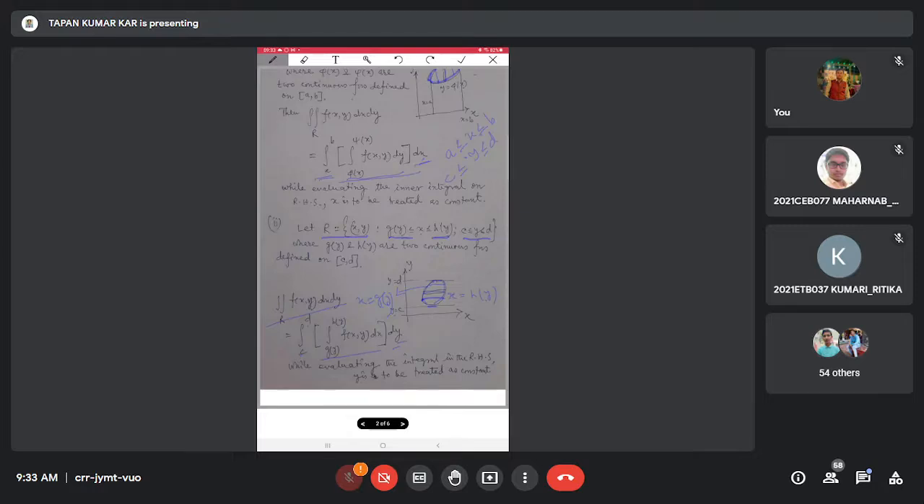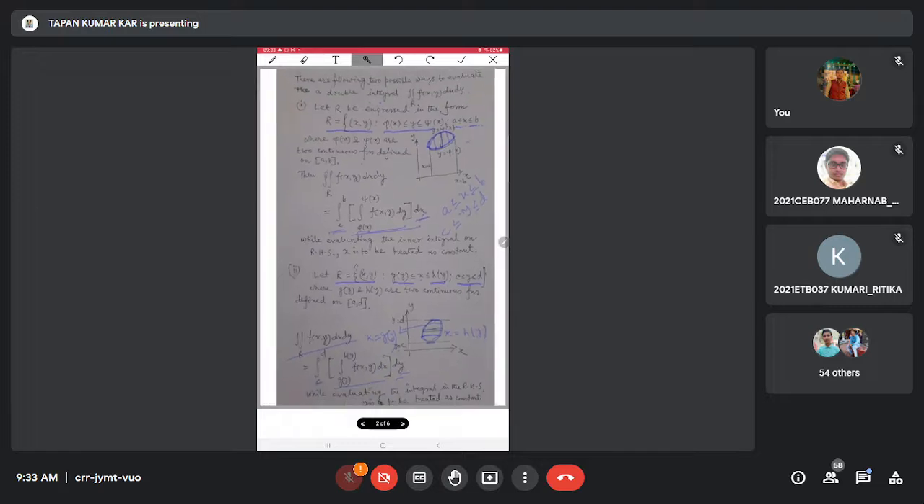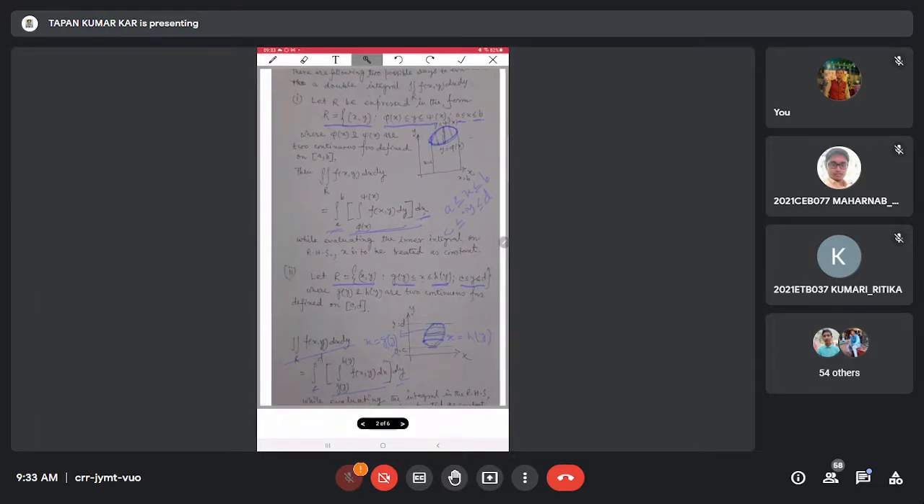But when one variable depends on the other, then that integral must be done first and the constant integral second. So remember this. Any question?